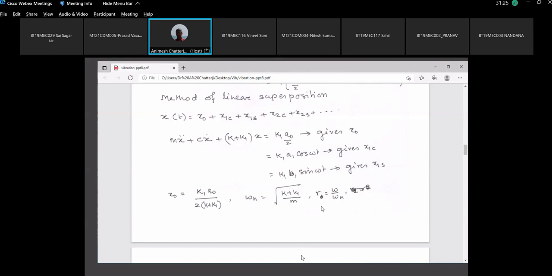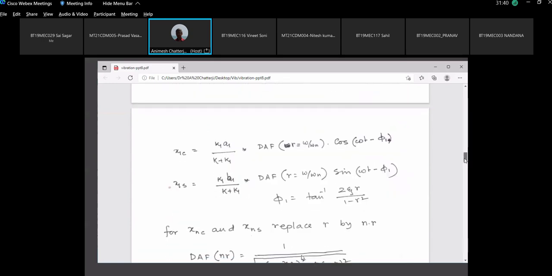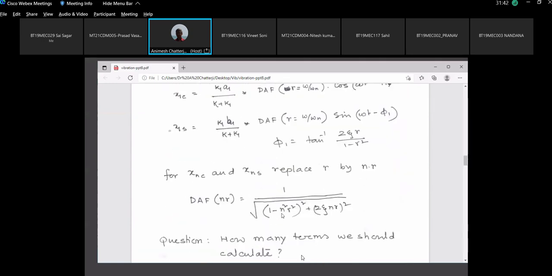For the second term it will be 2 into R. In the DAF formula, in the denominator you will put 0.66. So you have to be careful. First term: 1 minus 0.33 square. Second term: 1 minus 0.66 square. Third term: 1 minus 0.99 square.